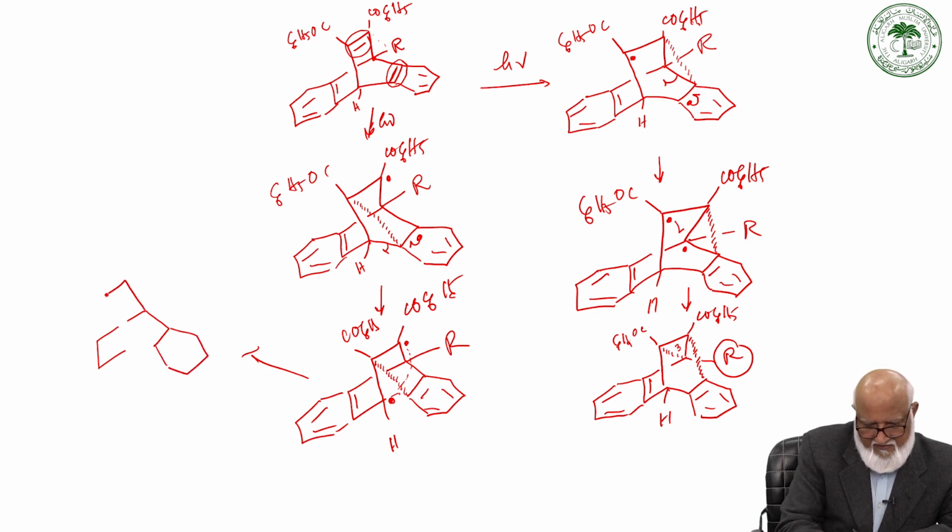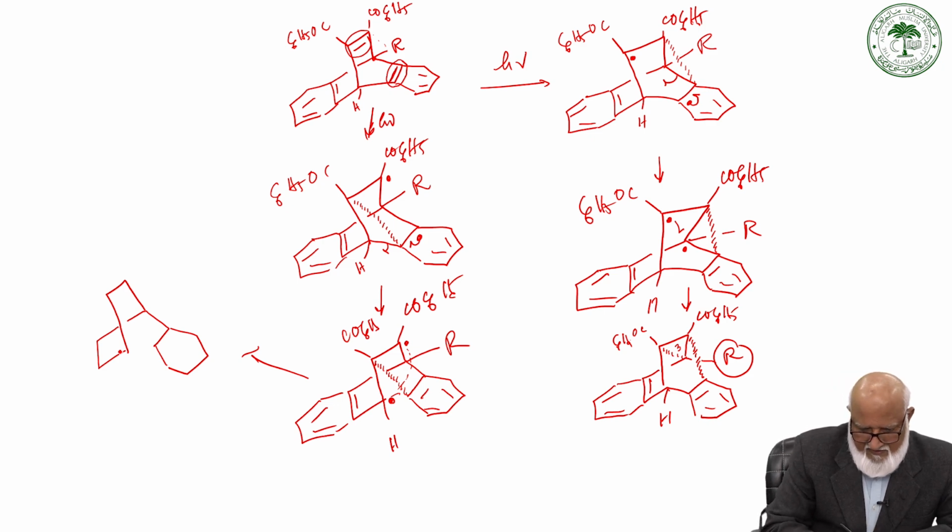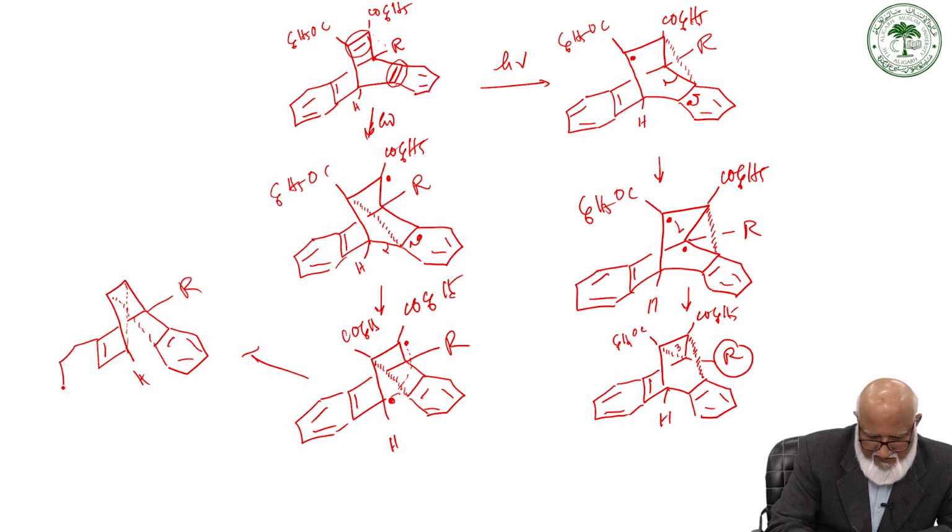Right? Okay. And then we have a bonding this one, and then we have a bonding. So this is a 3-membered ring. This is H here, and then this is R here. This is a phenyl group. This is another phenyl group. This is COC6H5. This is COC6H5.